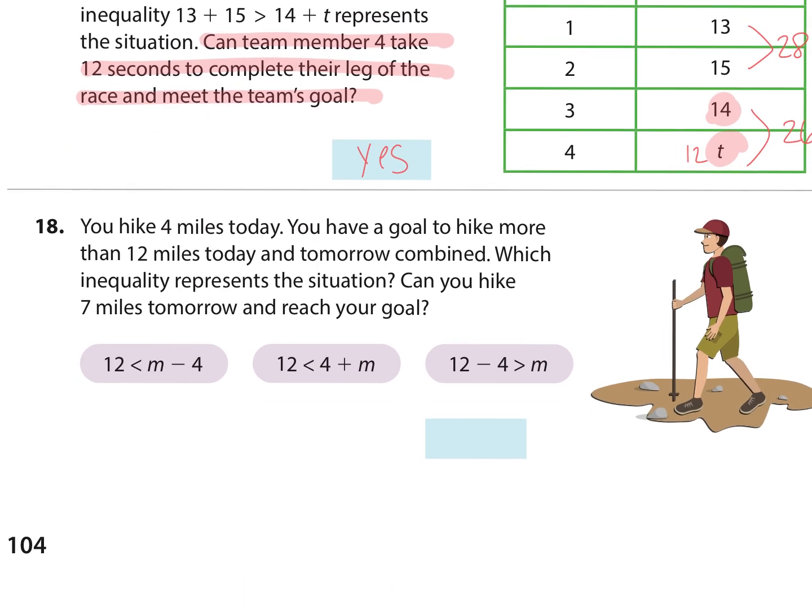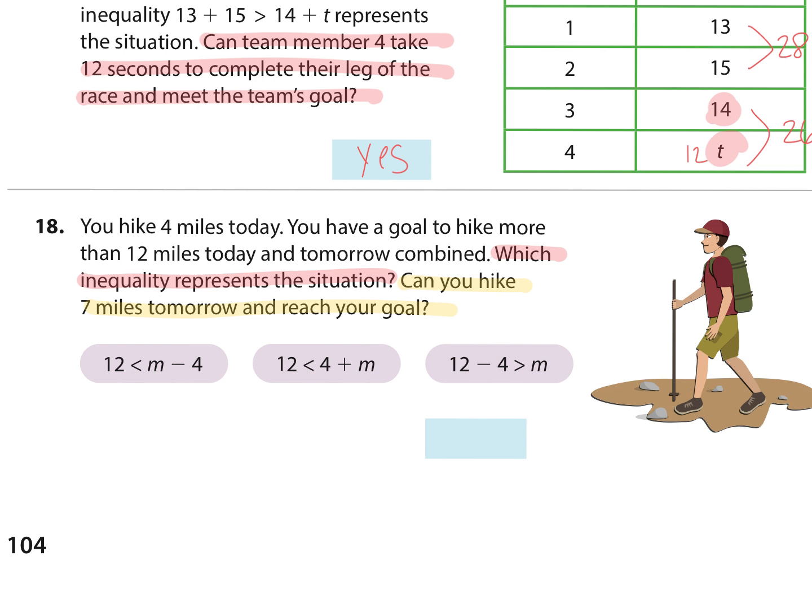Okay, last part, you hike 4 miles today. You have a goal to hike more than 12 miles today and tomorrow combined. Which inequality represents this situation? Can you hike 7 miles tomorrow and reach your goal? First of all, how many questions do you see? 2. I have which inequality represents the situation, and then I also have, can you hike 7 miles tomorrow and reach your goal? So I have 2 different questions I have to answer.